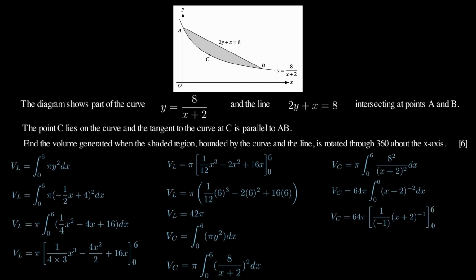So V_C is going to equal 64 pi multiplied by inputting the upper boundary, which is 6, minus inputting the lower boundary, which is 0. Now, if we put all of that into the calculator, we find V_C equal to 24 pi. Now, by subtracting these two volumes, we can find the volume of the shaded region, which is going to be 42 pi minus 24 pi, that equals 18 pi, which is going to be our final solution to the problem.